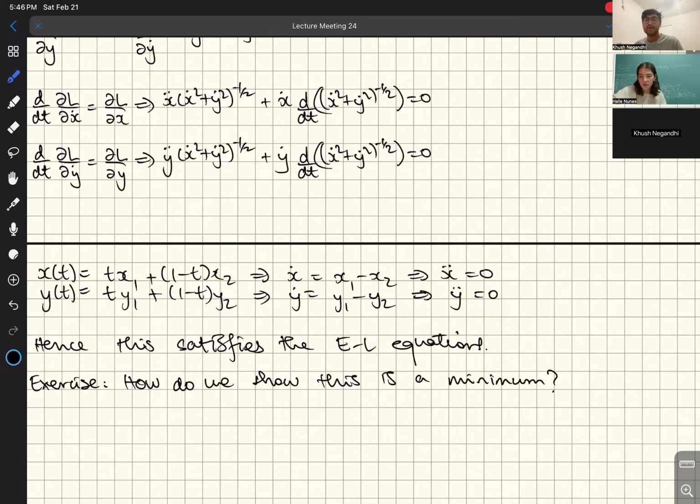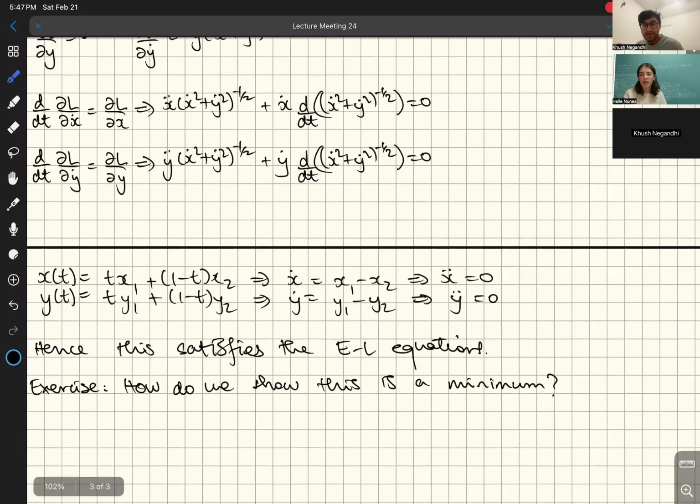Are there any questions for now? To check that it can't be a maximum, can't we just take, so like if the length function maximized the action, then couldn't we just find an even bigger length function so it can't actually maximize it?